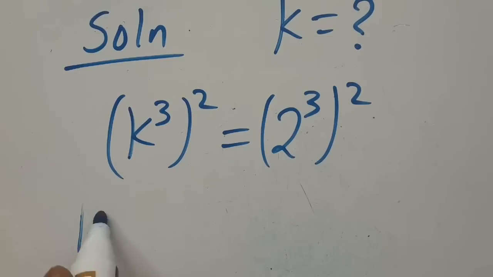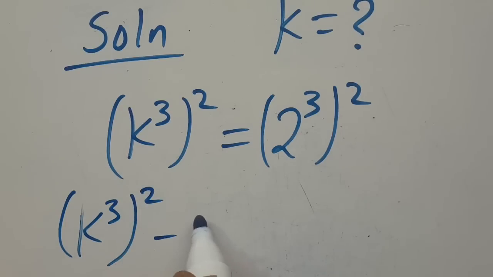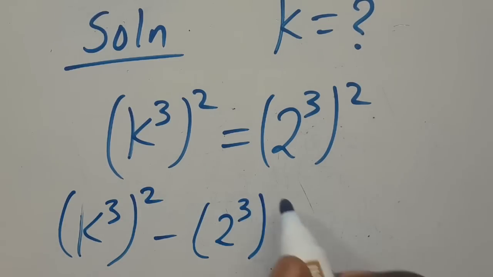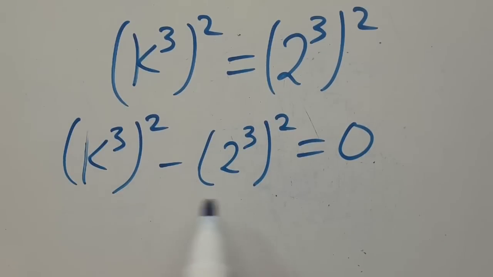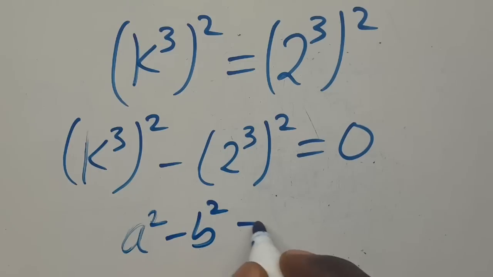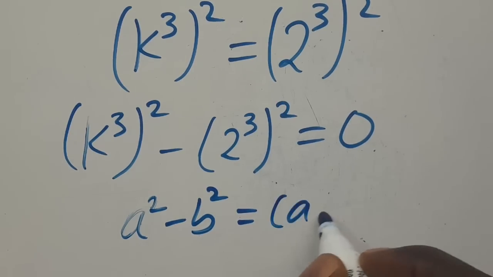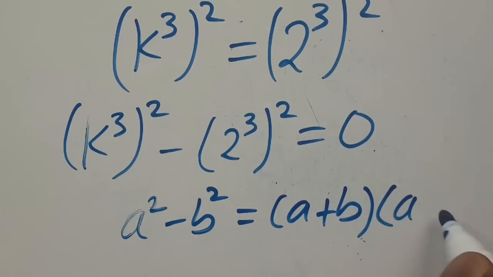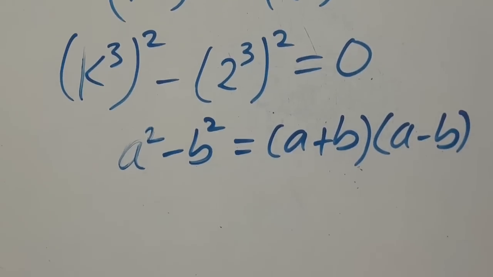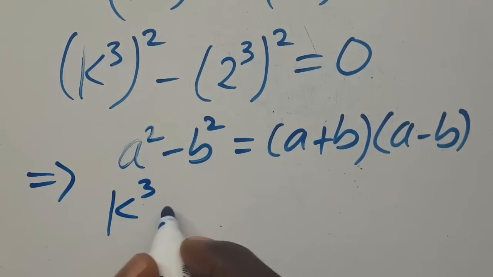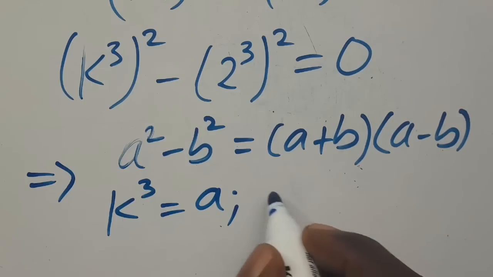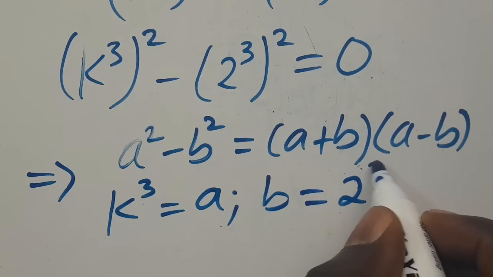So we are going to have k to the power of 3, all in bracket, to the power of 2, minus 2 to the power of 3, all in bracket, to the power of 2. Then let's set everything equal to 0. This is the difference of two squares. Remember, when you have a square minus b square, this always equals a plus b multiplied by a minus b, all in bracket. So from here, this implies that k to the power of 3 equals our a, while our b equals 2 to the power of 3.